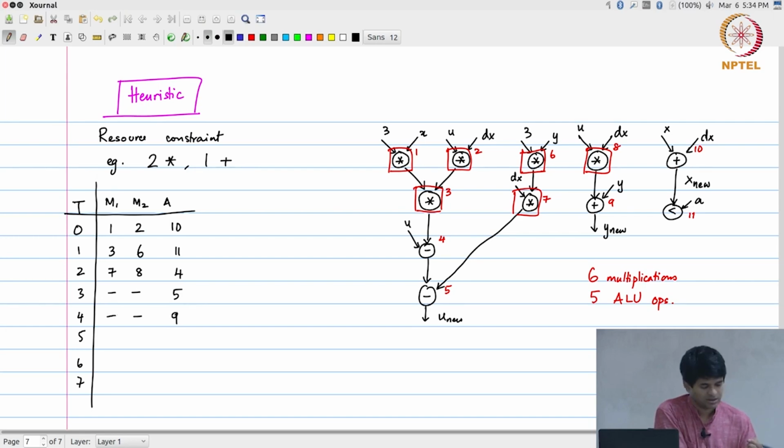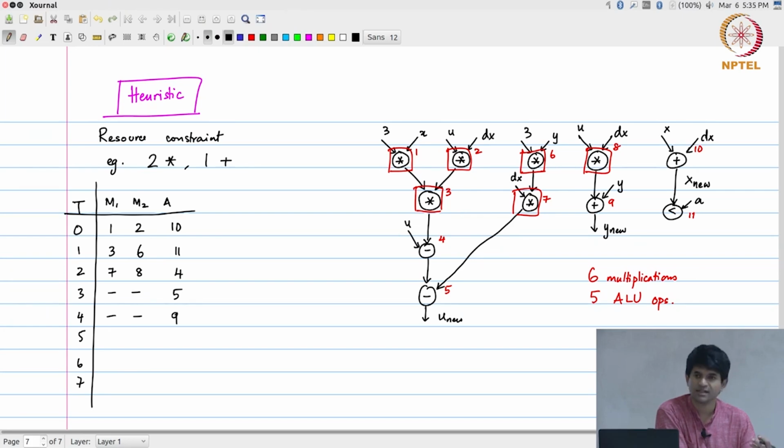Okay. So now you can see a couple of things. One is the resource constrained schedule, we were able to create it quite easily, right. Is there any way that you can prove that this is optimal for the given resource constraints? Could I have done anything better?